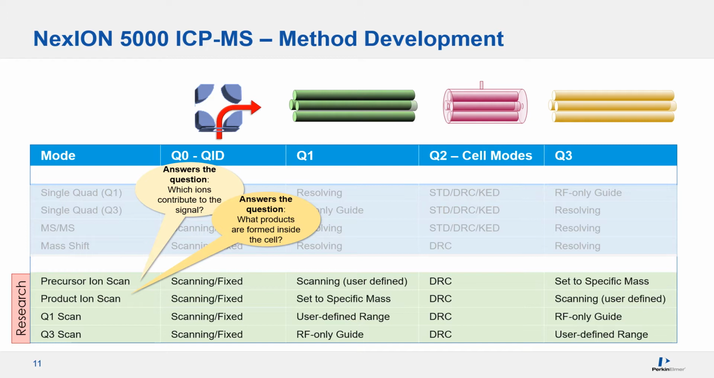So in precursor ion scan, we set Q3 to a specific mass. Of course, there's some sort of reaction gas in the cell. And then we scan Q1. In a product ion scan, we set Q1 to a specific mass with a certain reaction gas in the cell, and we scan Q3. And so those are the two types of ion scans we're going to discuss today.